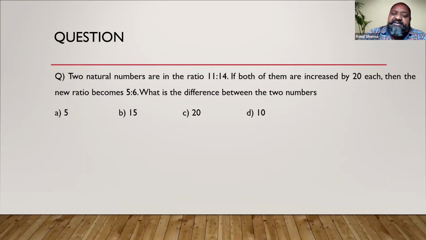Again, look at this question. This question also was there in some examination, I don't remember. But a very interesting take on how to prepare and how to actually take the paper. So the question says, two natural numbers are in the ratio 11:14. If both of them increased by 20, then the ratio becomes 5:6. What is the difference between the two numbers? Any answers for this?